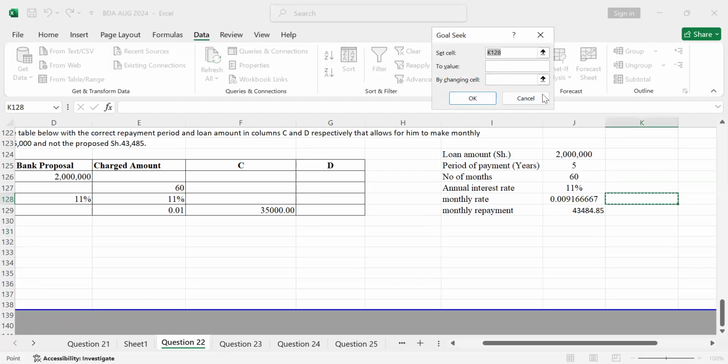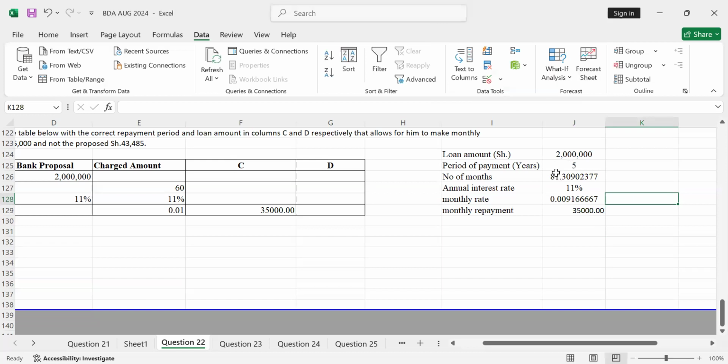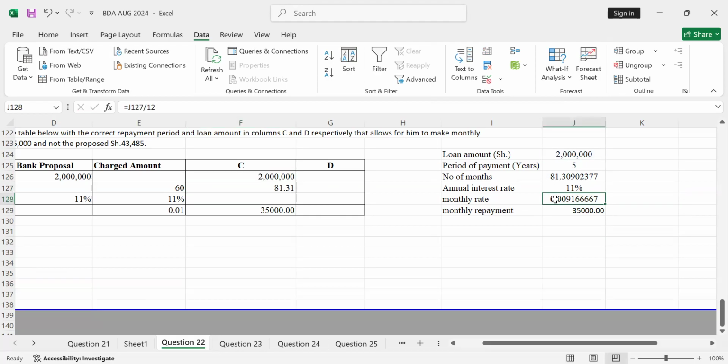It will just be equals this. You want to seek for 35,000, and what will be changing here is the period. So you will pay for that period as I've said. This is 81. The amount is not changing. The interest rate is also not going to change. It will be equals that amount.